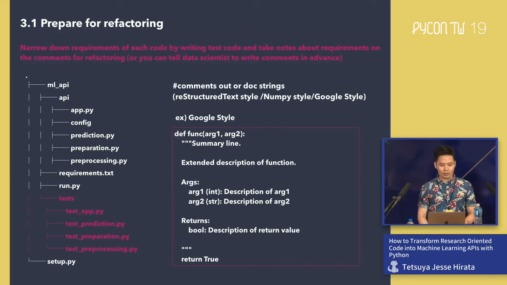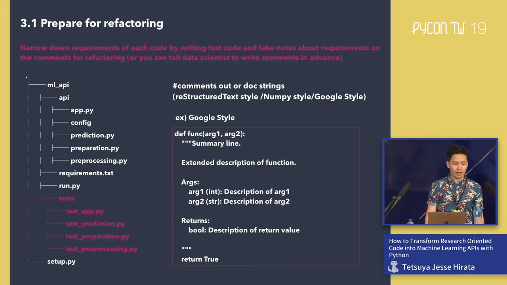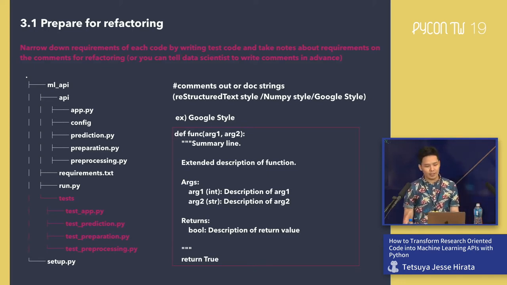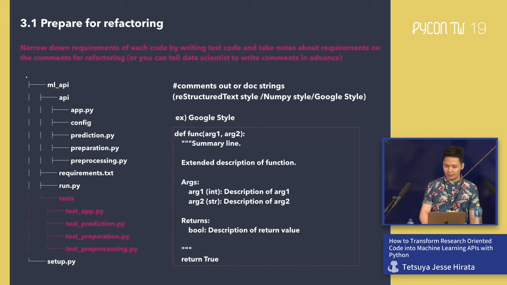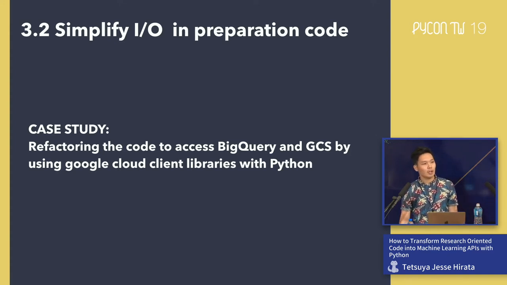When taking notes in the code, you can use hash comments or docstrings. There are several kinds of docstring styles, such as reStructuredText style, NumPy style, and Google style. You can choose the one that you like. I prefer to use Google style because the other styles use parameters instead of arguments, and I feel more comfortable using arguments. After we have written test code and understood more than 70% or 80% of the requirements of each code, we can finally start to refactor it.